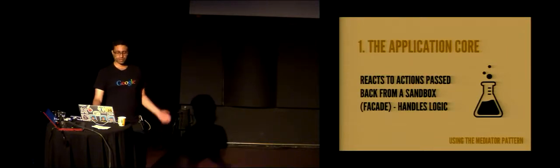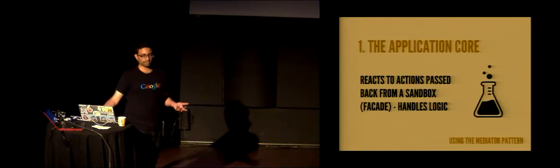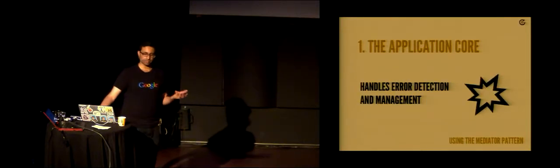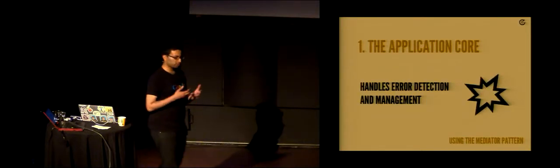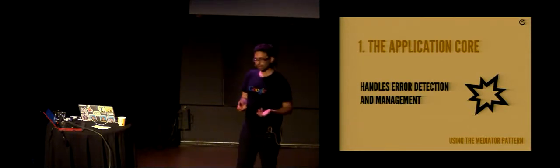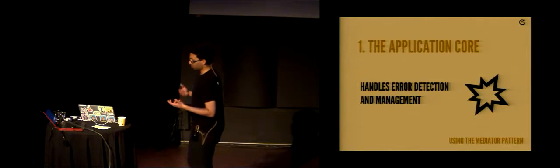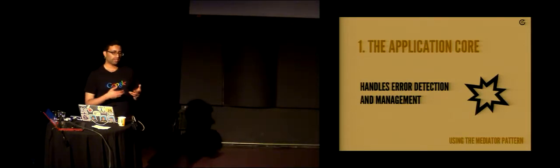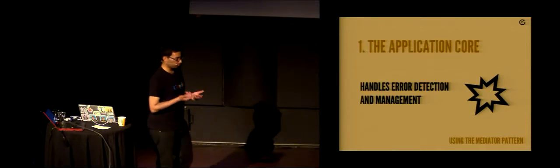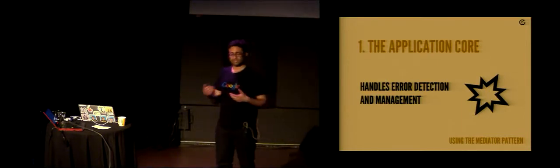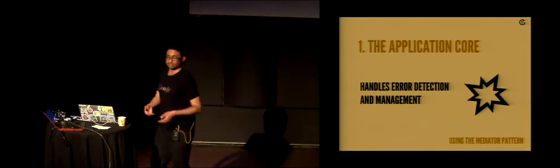So the application core reacts to actions passed back from a sandbox, and we're going to go through the sandbox implementation in just a minute. It also handles error detection and management. If there's an error in the application, I'm first going to check to make sure that there are no timeout errors, so we weren't perhaps able to load up the module because it couldn't find it on the server. But if there was an exception, I can then use the new required.js 2.0 undef to correctly unload that module so that it doesn't cause any other issues later on.